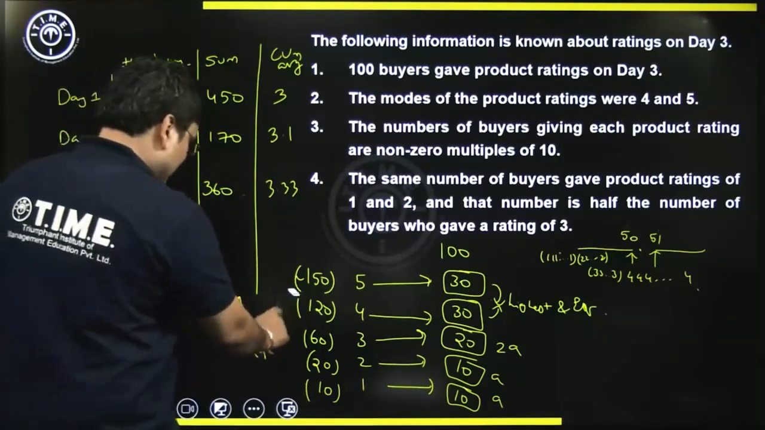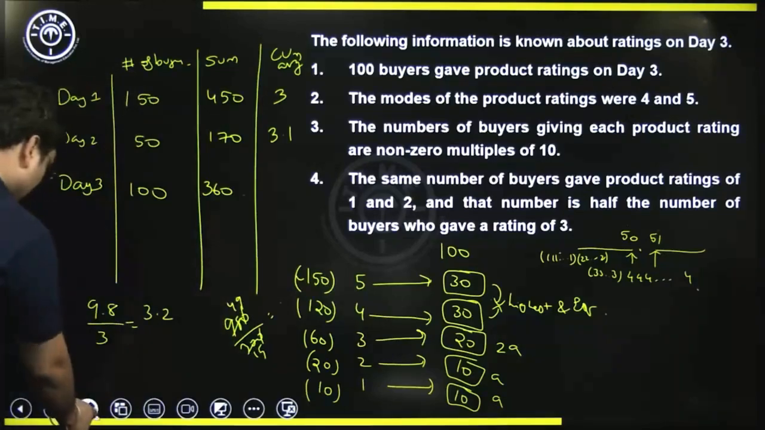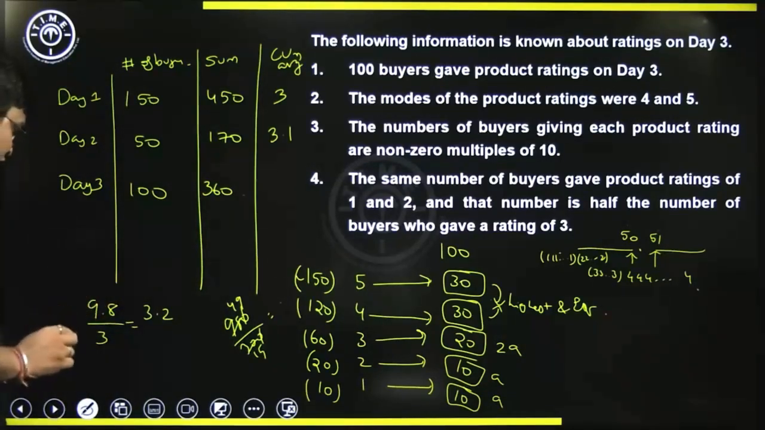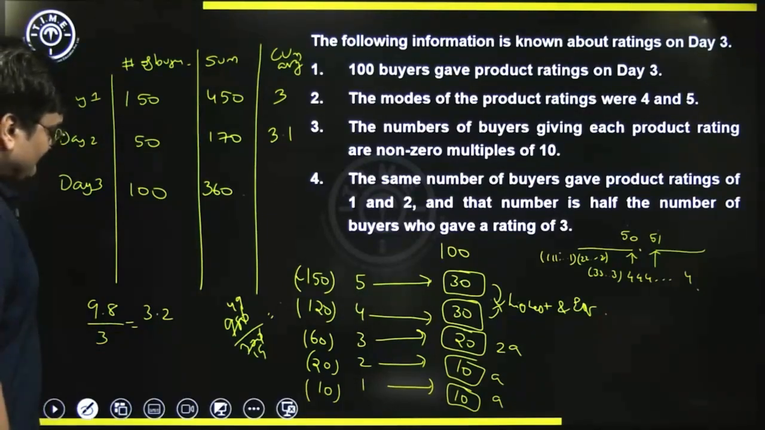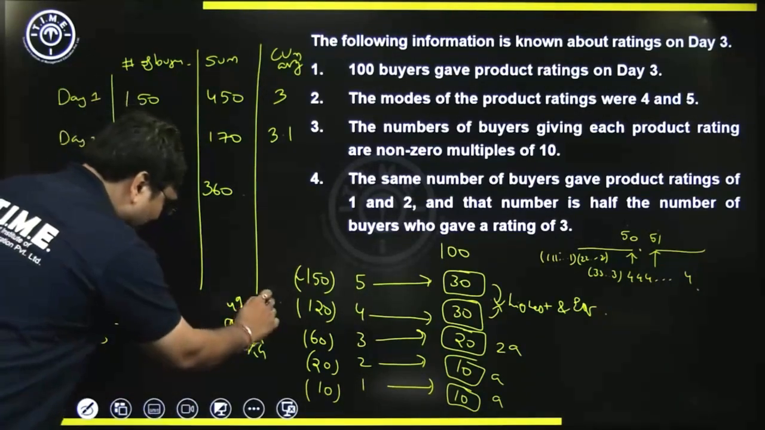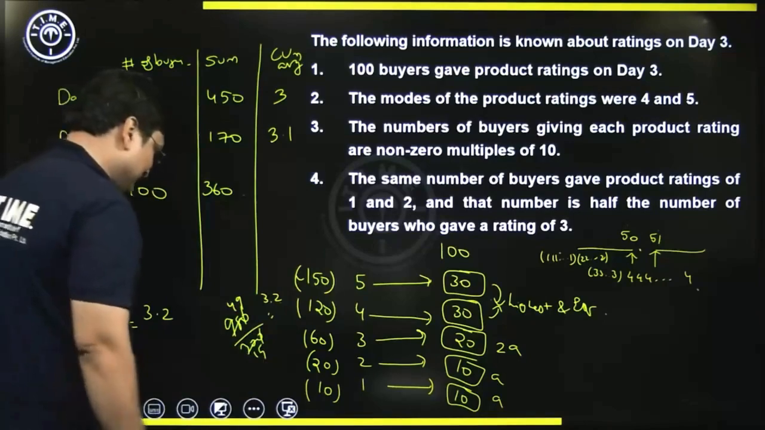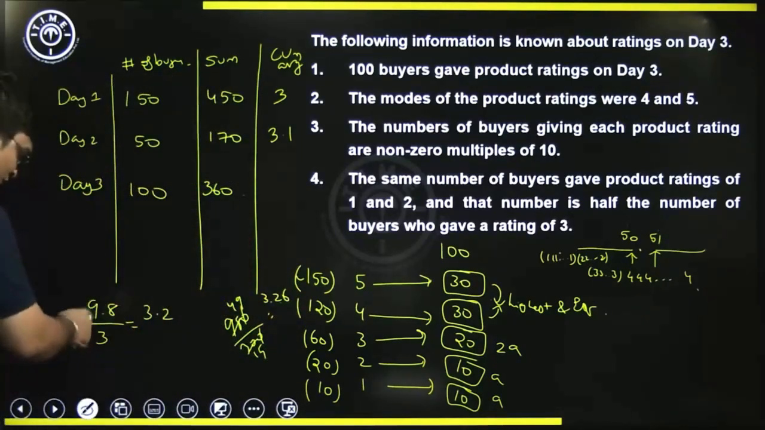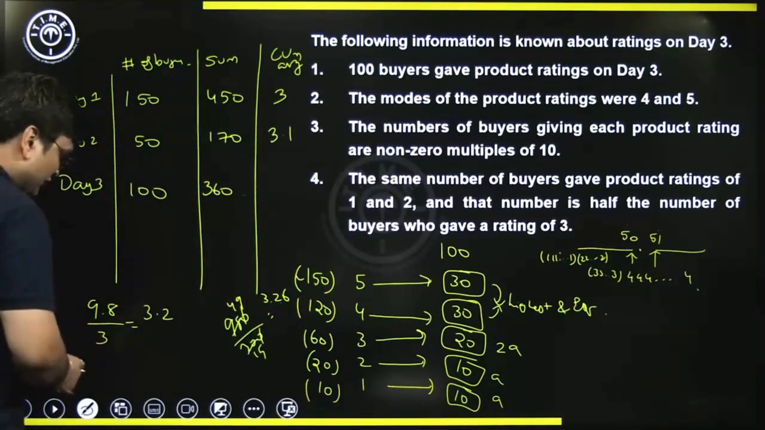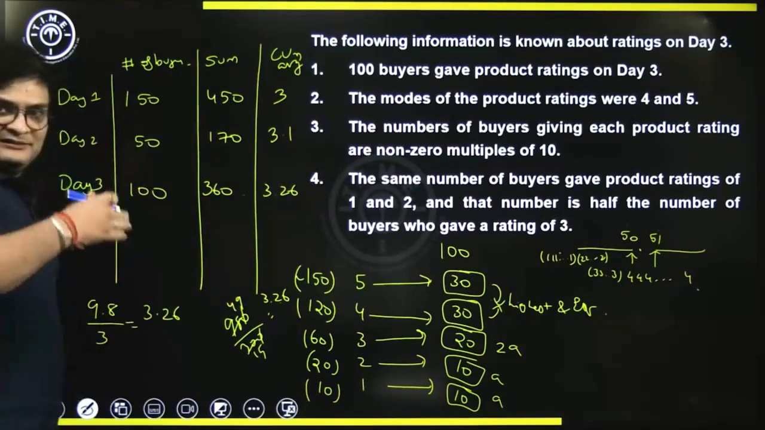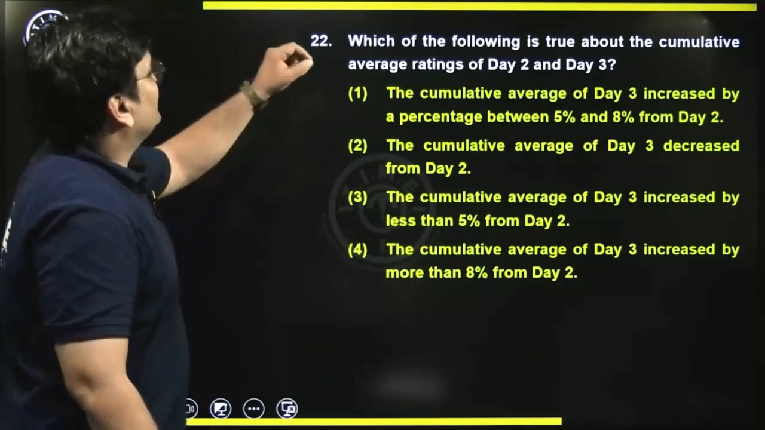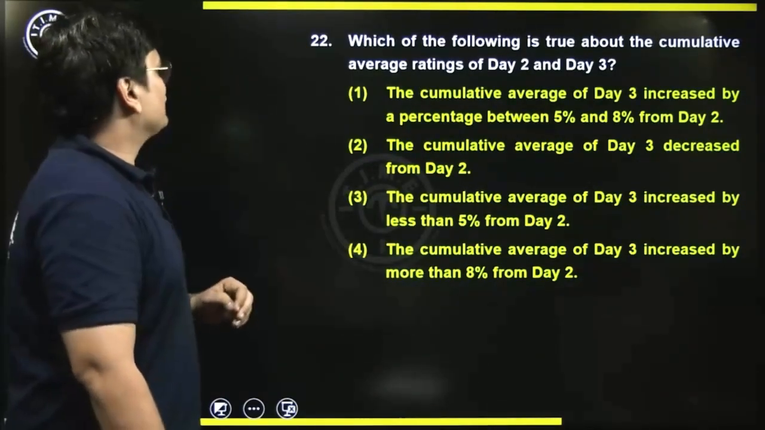Let me change this. This is not 3.33. We are getting a different value here. Let me redo this. 49 by 15, 3.26. Yeah. I think 3.26 we should get. Let us check here. 3.2 times 6. It's not 3.33. Let us correct it. 3.26 it is. Which of the following is true about the cumulative average ratings of day 2 and day 3?